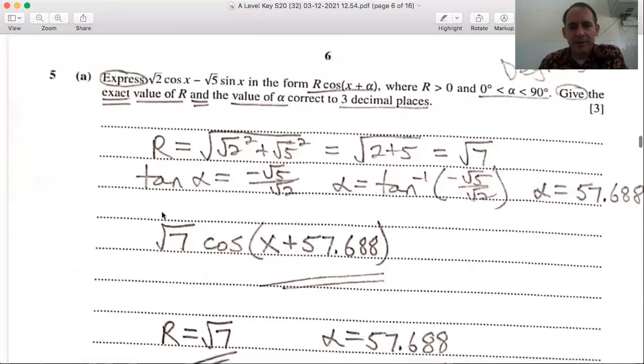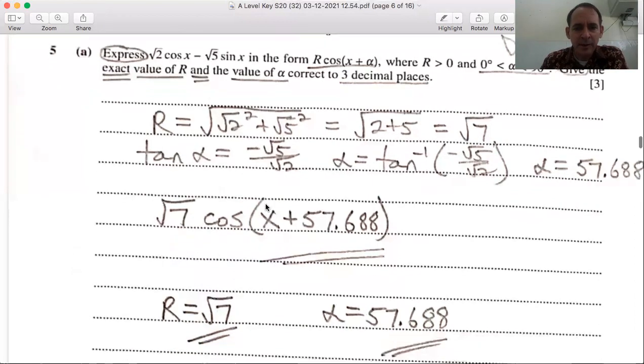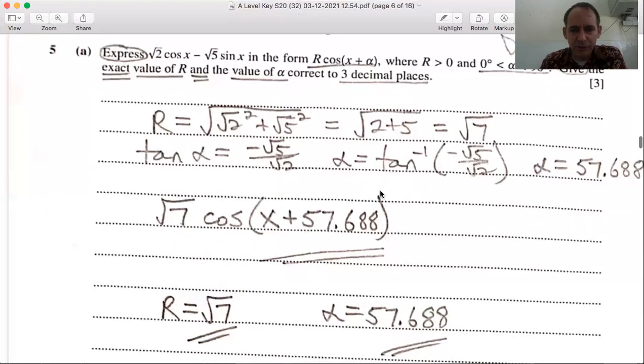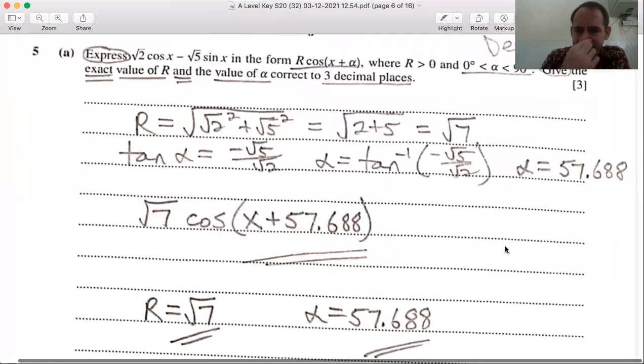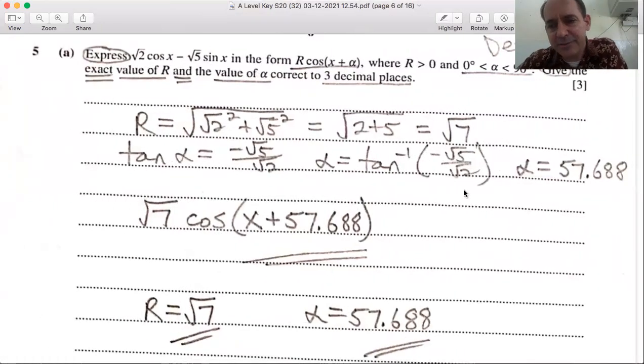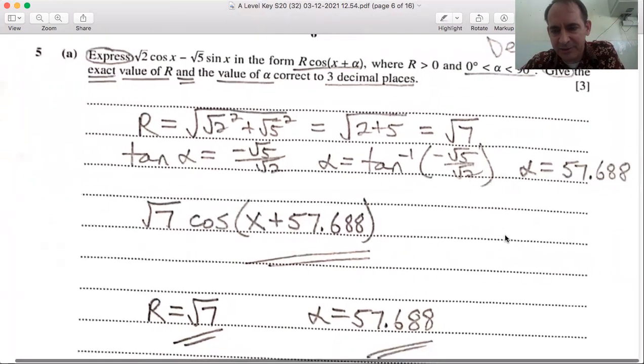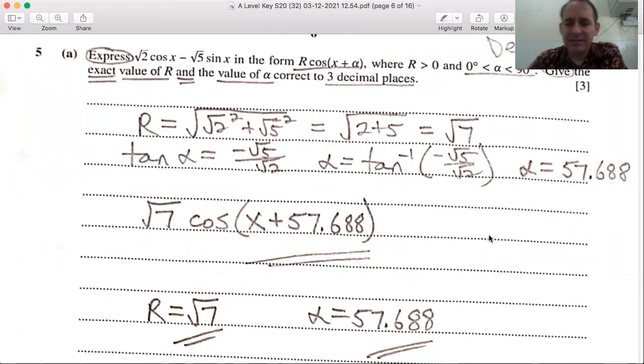of r. Then for tan alpha, you take the b over the a. This second number is your b, the first number is your a, the b over the a. So we have negative root 5 over root 2. Take the inverse tangent, and it actually gives you a negative 57.688, which is a 4th quadrant answer. We want the first quadrant answer, so we'll just move it up into the first quadrant. 57.688 is our first quadrant answer from that reference angle.